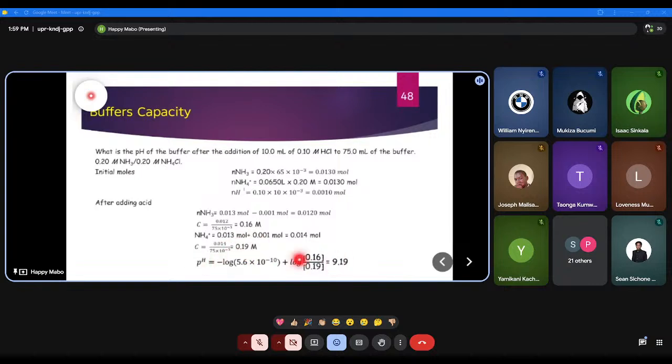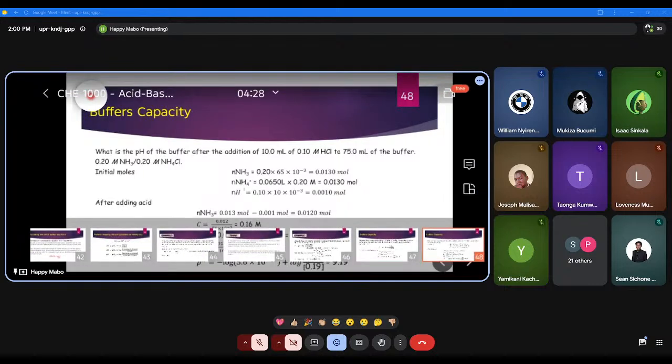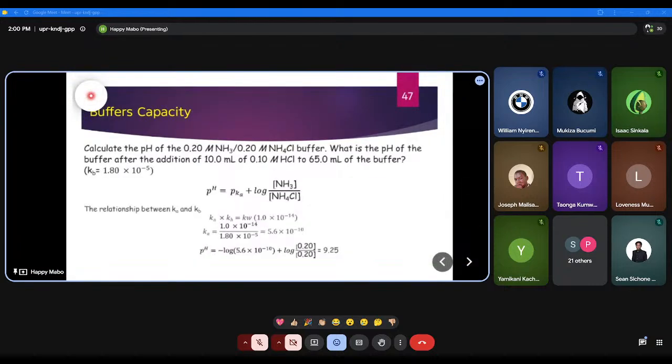Then using this particular equation, we're going to have the pKa for this particular acid, for the acid that was given, and the ratio of the number of moles that we have found. Then we take the log of that. We see that the pH is going to be 9.19.